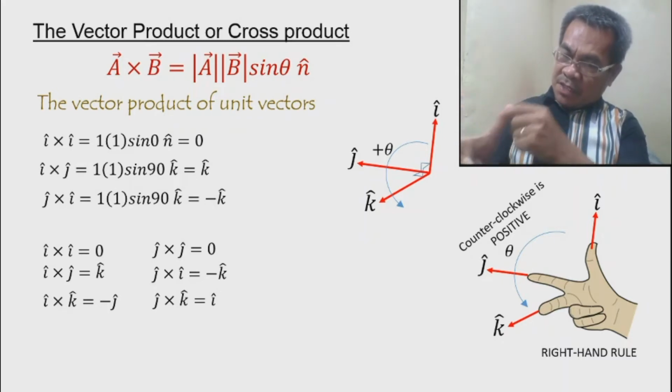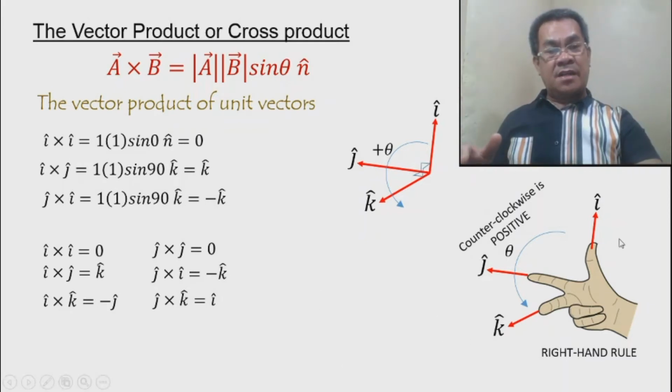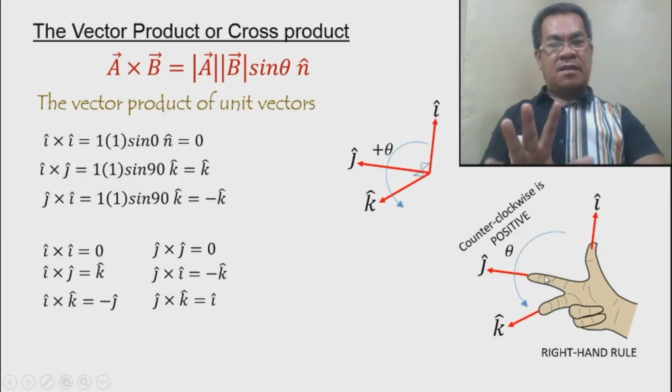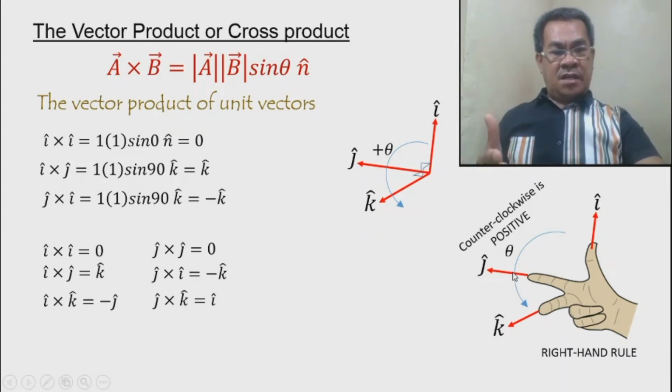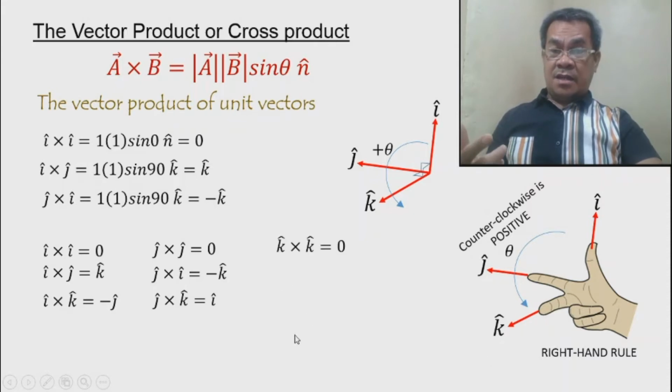So therefore, the answer must be I, positive also. Look at the screen in the right hand. The J cross K is positive, so if positive, then this should be towards upward. So therefore, it should be positive I. If you reverse it, K cross J, the answer is negative I.